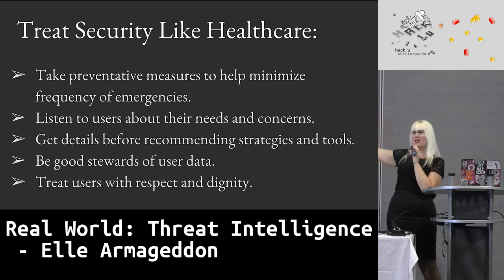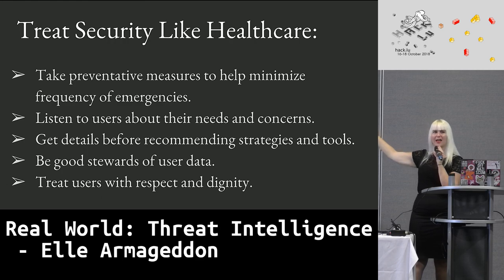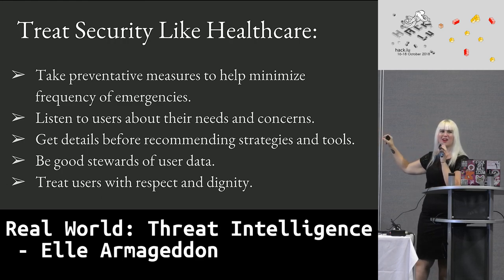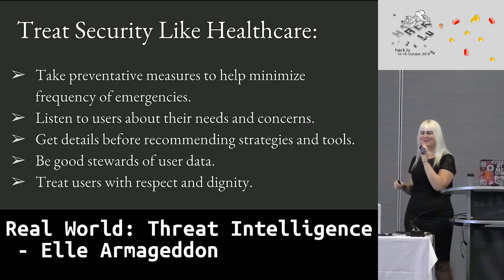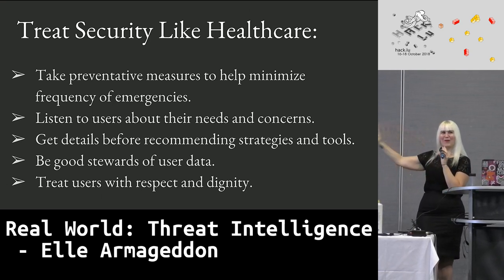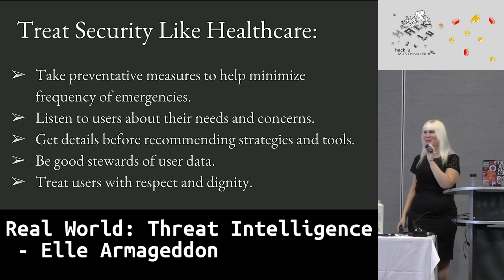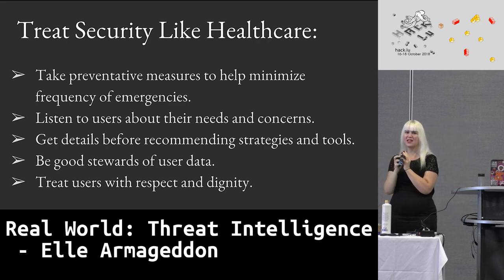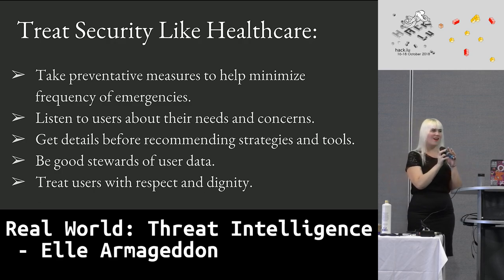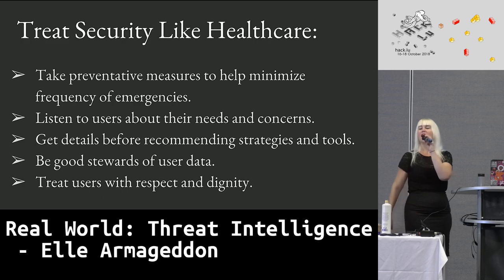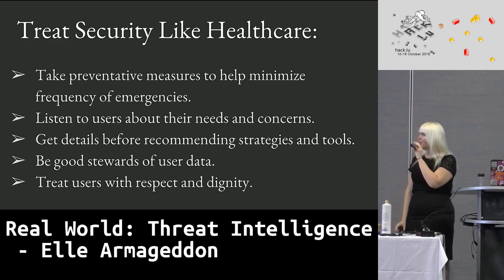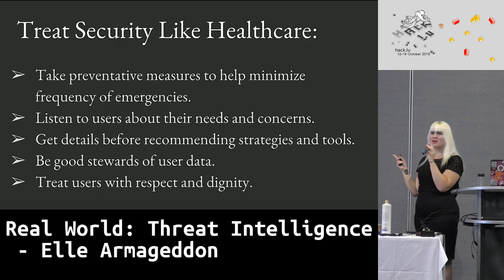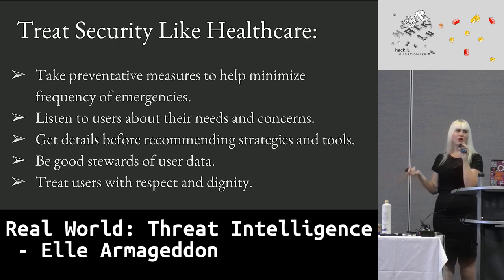So one of the things that we can do is we can start thinking about security like healthcare. And when I say that, I don't mean like American healthcare. Right. Security is for everyone. It's not just for people who can afford it and are gainfully employed. So we can start taking preventative measures to help minimize the frequency of emergencies. That means making sure that the code we're pushing is actually secure and not full of bugs, which can be later exploited. It also means listening to our users about their needs and their concerns.